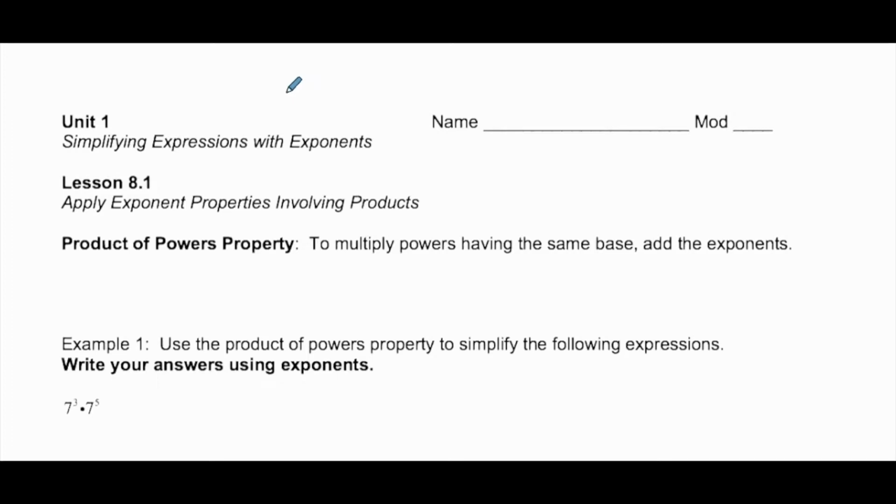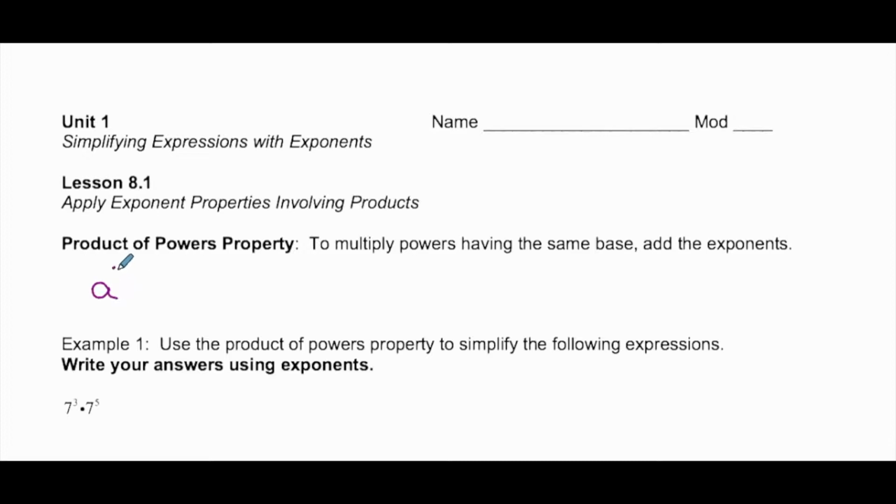The next part of Unit 1 we're going to talk about is simplifying expressions with exponents. Initially we're going to look at applying exponent properties involving products. The first property is the product of powers property. If you multiply powers having the same base, you add the exponents. So I'm going to give you a generic example.